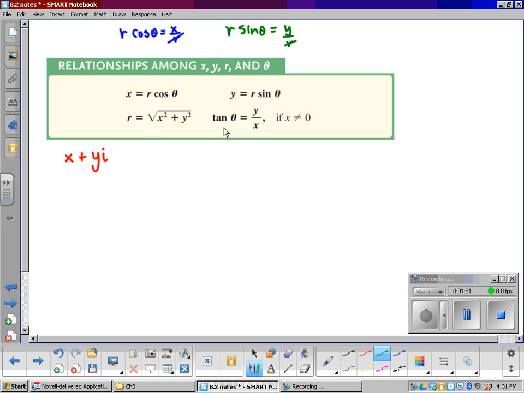The fourth thing we need is tangent. The definition of tangent theta is y over x. We're going to use this relationship to determine what our theta is. We're going to solve this for theta. So we're going to be separating the tangent from the theta, which means we're going to use tangent inverse of y over x to figure out what that theta is. So these are our relationships. Now let's go look at an example where we're converting from one to the other.